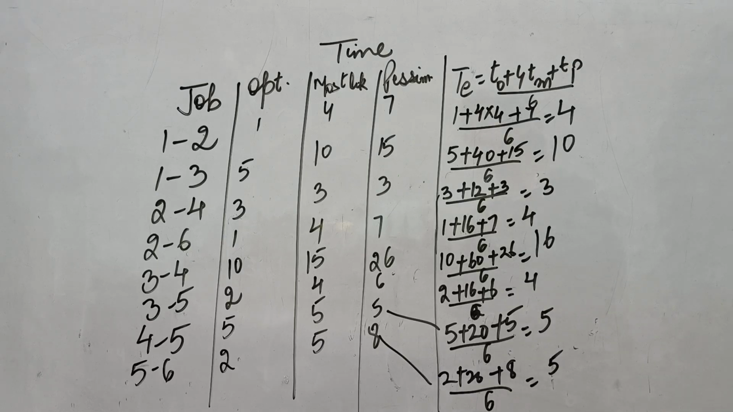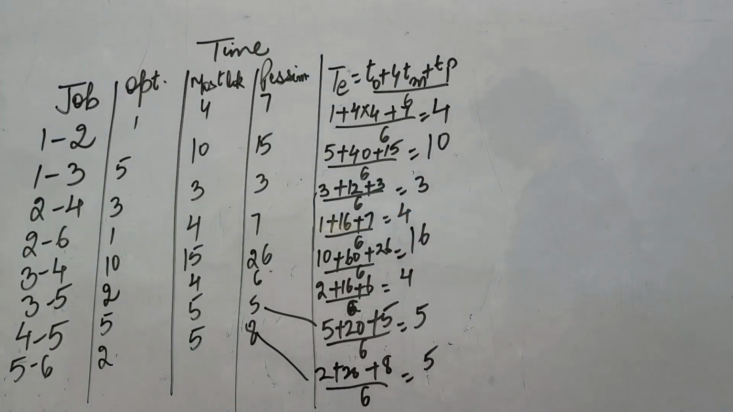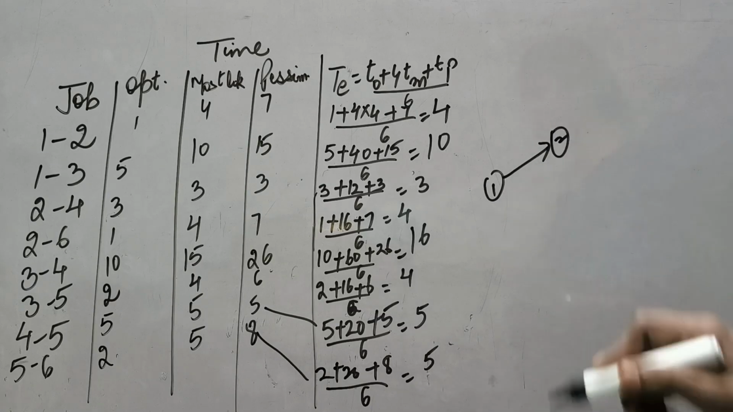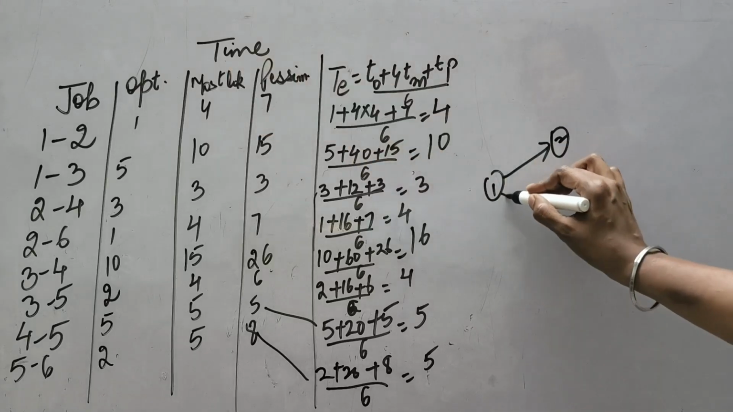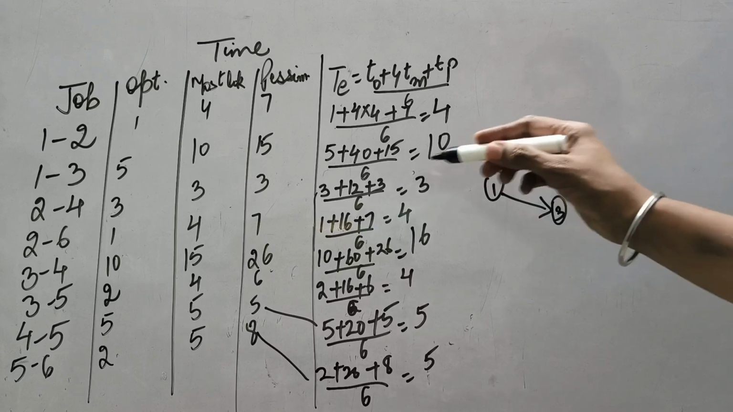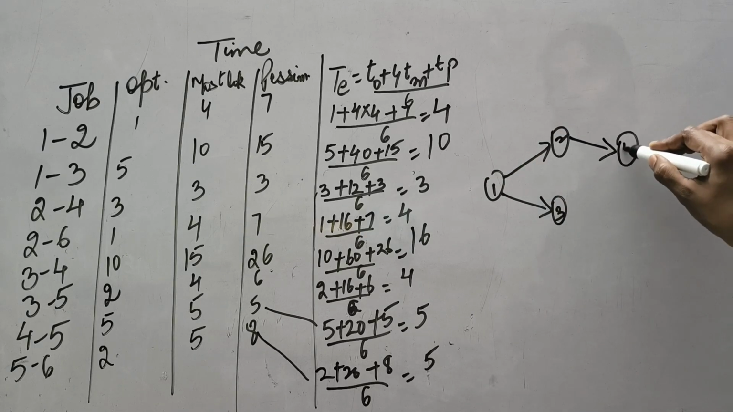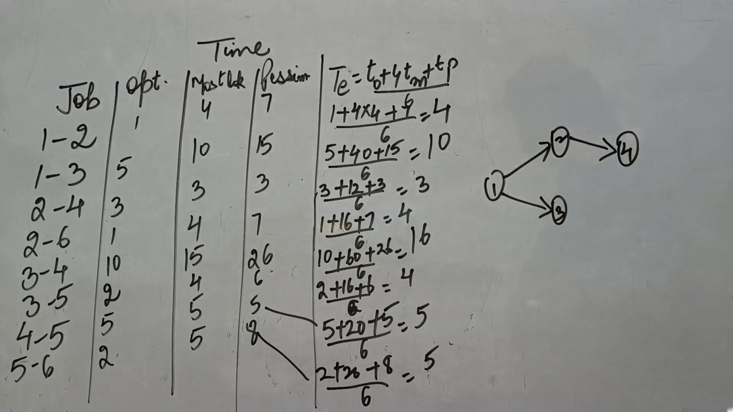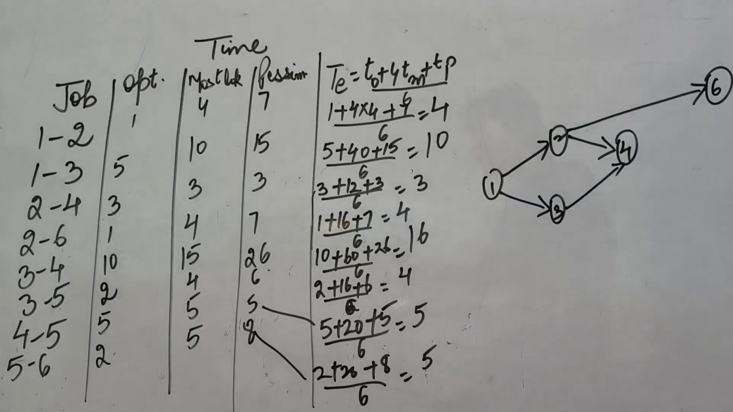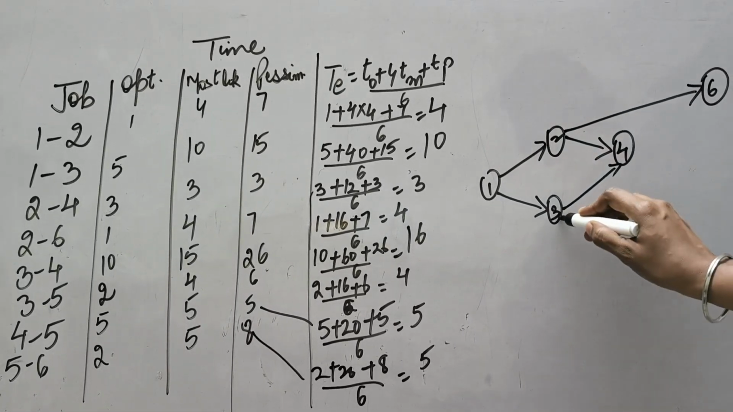Now the procedure to make the network is, the first activity is 1 to 2. So 1 will be here and 2 will be on this side. The second activity is 1 to 3. So 1, 2, 3, 2 to 4, and 2 to 6 also. So 2 to 6 also we will make like this. After that 3 to 4. So this will be our 3 to 4 activity. Next is 3 to 5. So next will be our like this 3 to 5.